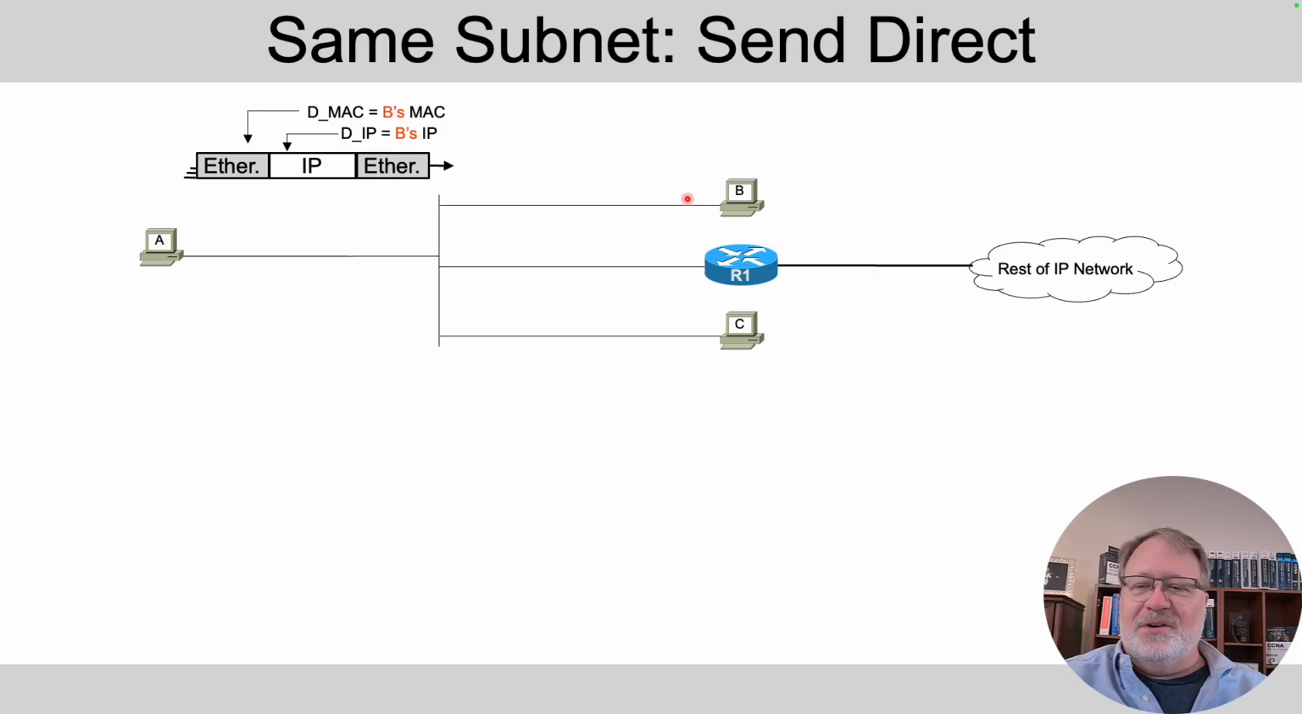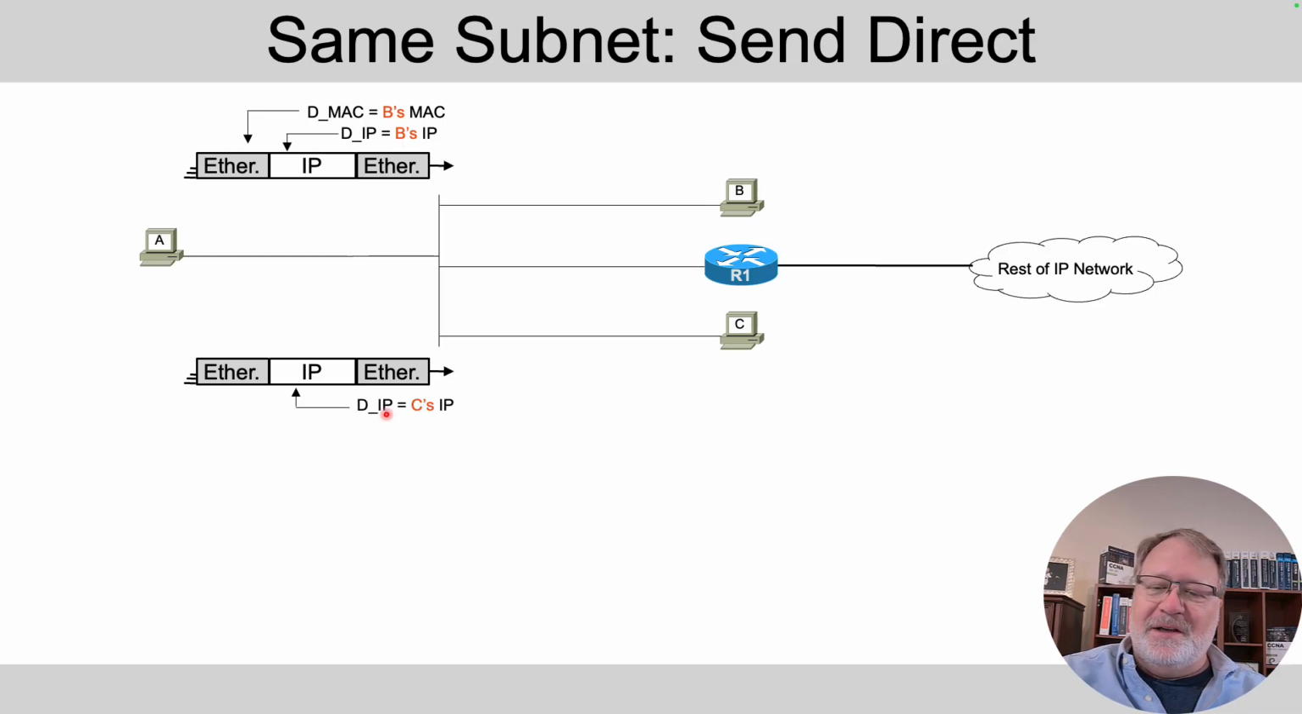Just another example, if A wants to send a packet to C, C's IP address is going to be in the same subnet, so the destination IP address is going to be C's IP address. The logic being, hey, the destination's on link, let me send that packet directly to C by encapsulating it in this Ethernet frame. The destination MAC is C's MAC address in that case.